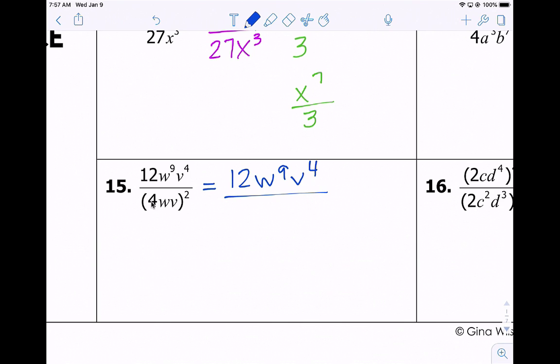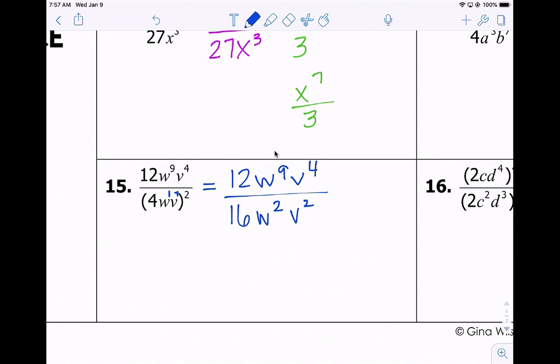So we're going to do 4 squared is 16. Then we have w to the 1 squared, 1 times 2. We multiply when we have an exponent, right? There's an imaginary 1 exponent there. 1 here also. We multiply those. So 1 times 2 is 2. So w is going to be squared. V is also going to be squared.